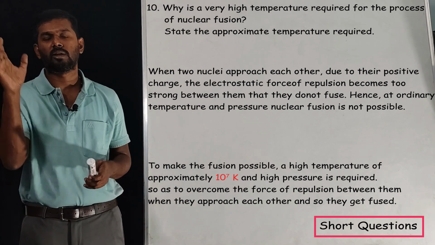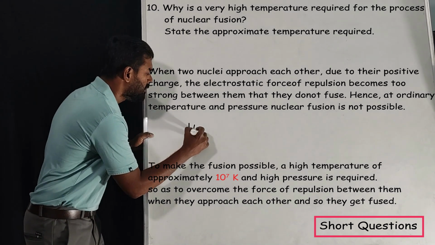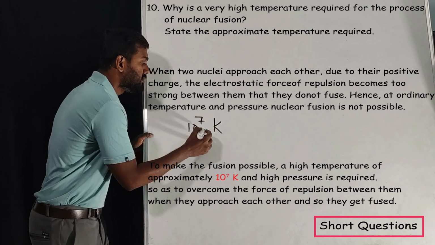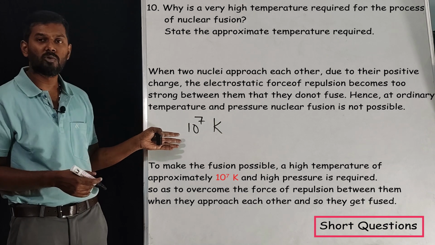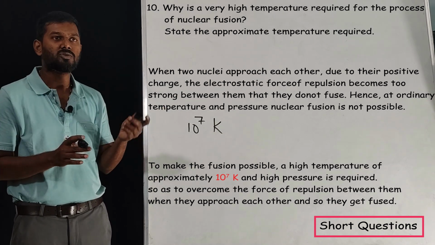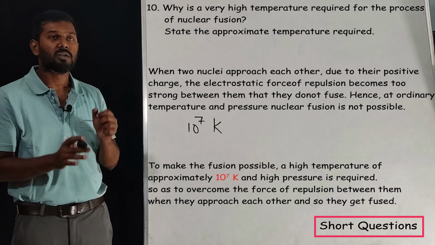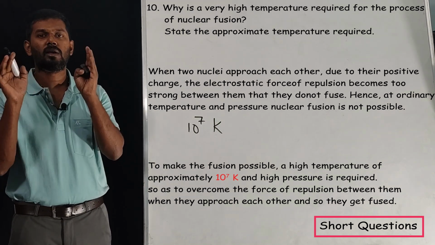And also they are asking for the approximate temperature required. That is nothing but 10^7 Kelvin. 10 power 7 Kelvin. This is very huge, correct? That means almost 1 crore Kelvin. A temperature of 1 crore Kelvin is required, and also the approximate pressure. But in this question they are only talking about temperature. This is the value we require.